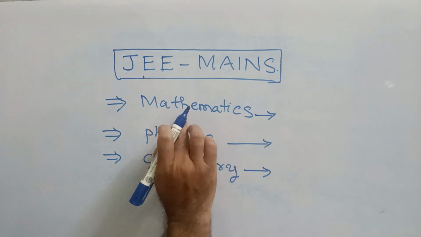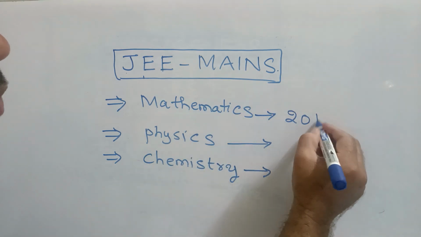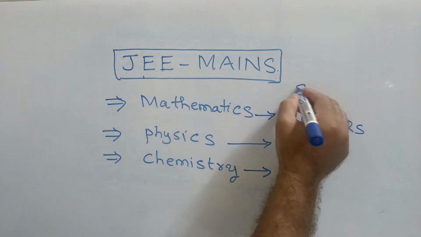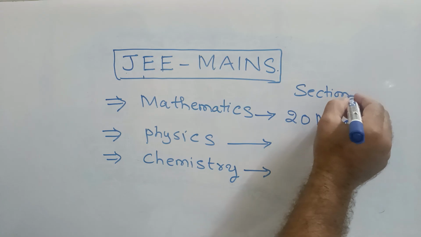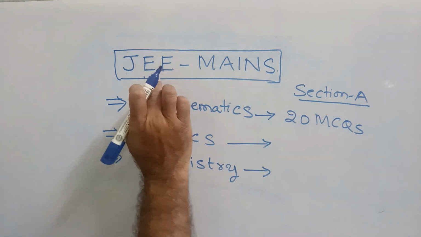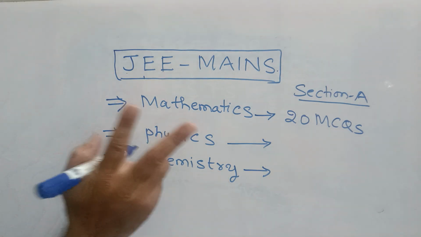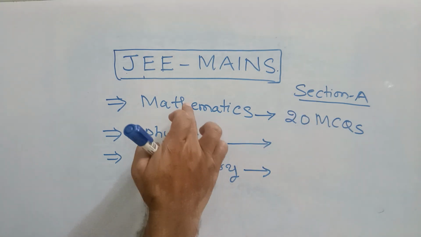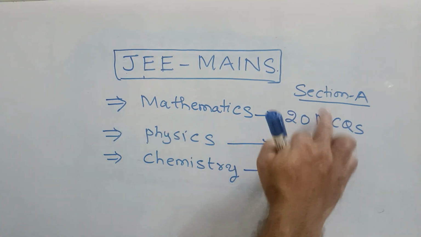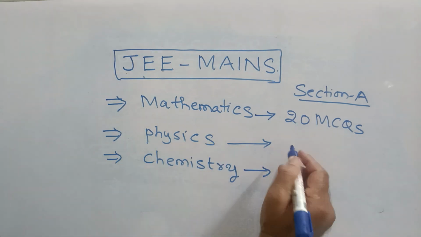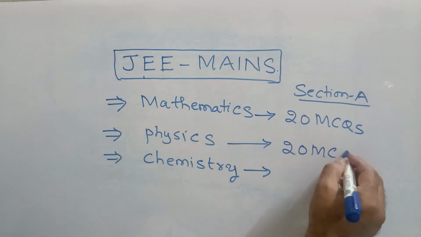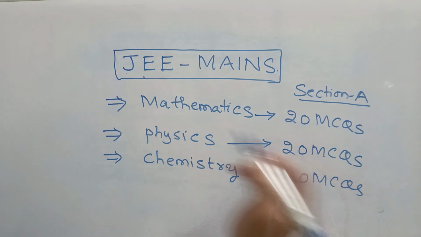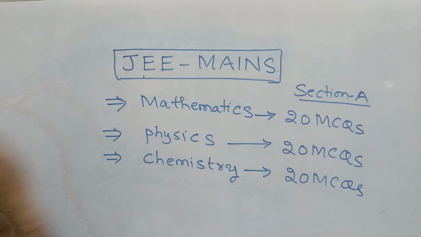In each subject you will be asked 20 MCQs in part A. This is section A. There are two sections in the JEE Mains examination. In section A, all MCQs will be asked. From mathematics, 20 MCQs will be there, similarly from physics 20 MCQs, and from chemistry 20 MCQs. Multiple choice questions in section A, remember that.